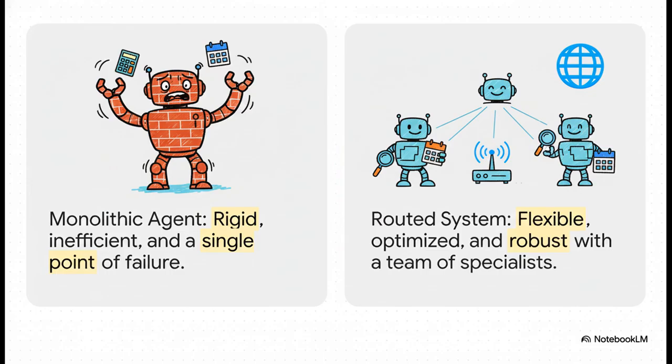But the routed system, it's flexible, it's robust, and it's optimized. You can swap specialists in and out. If one agent fails, the whole system doesn't crash. And this is huge. It's way more cost-effective because you're always using the right-sized and right-priced tool for the job.